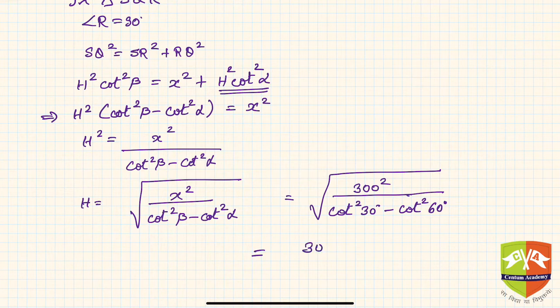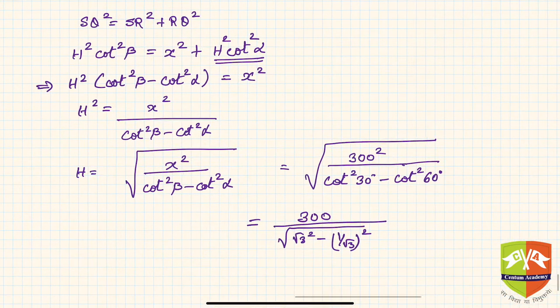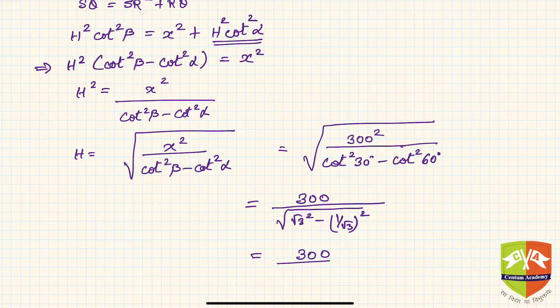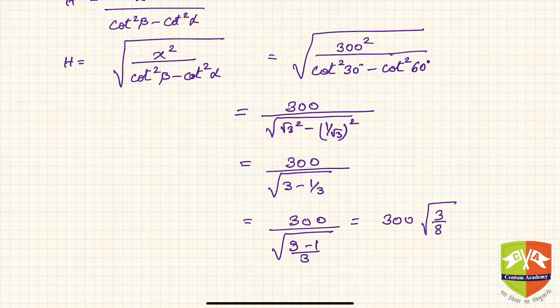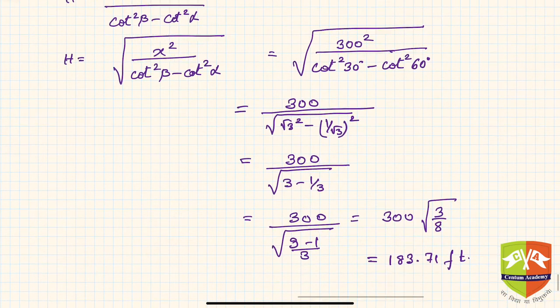And then it is nothing but 300 will come out of the root, and cot 30 is nothing but root 3. So root 3 square minus cot 60, which is 1 by root 3. So hence the answer is 300 divided by under root 3 minus 1 by 3. Hence it is nothing but 300 by under root 9 minus 1 by 3, which is equal to 300 times root of 3 by 8. If you simplify, you will get 300 into root of 3 by 8, and if you calculate, the value comes out to be 183.71 feet. Okay, so this is the height of the tower H, right?